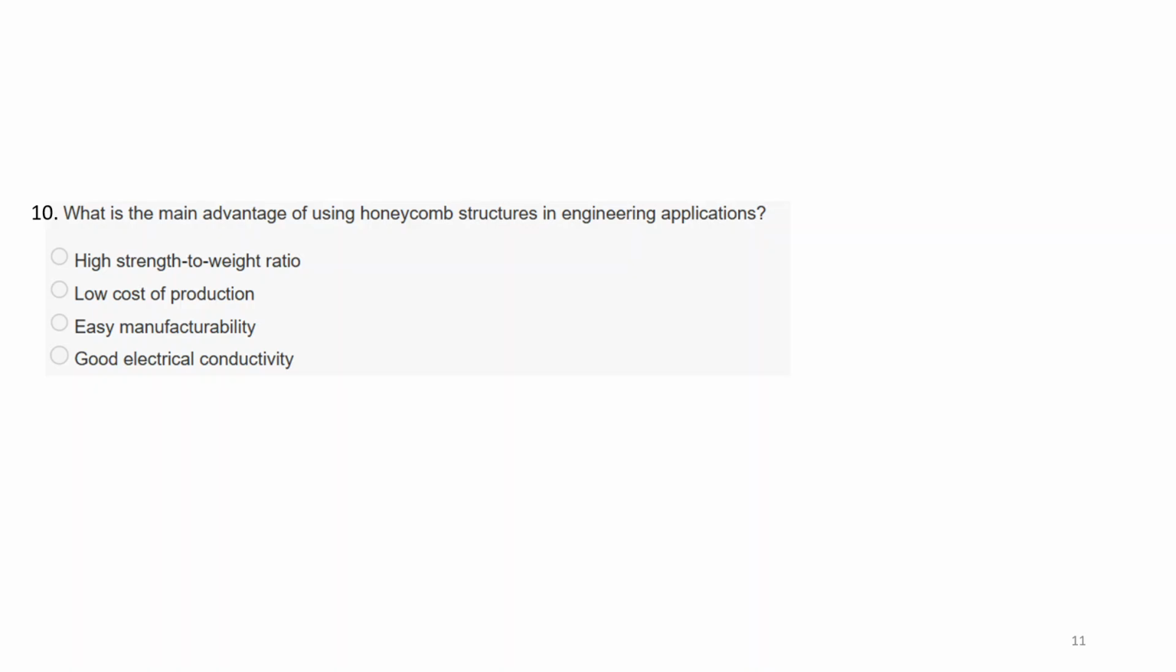What is the main advantage of using honeycomb type of structures in engineering applications? Now your options are high strain to weight ratio, low cost of production, easy manufacturability, or good electrical conductivity. So in case of honeycomb type of structures, I think you have seen honeycomb as well. So those are very light structures filled with a lot of hollow parts. So these also provide very good structural stability as well, along with the very light weight. So correct answer here will be high strain to weight ratio.